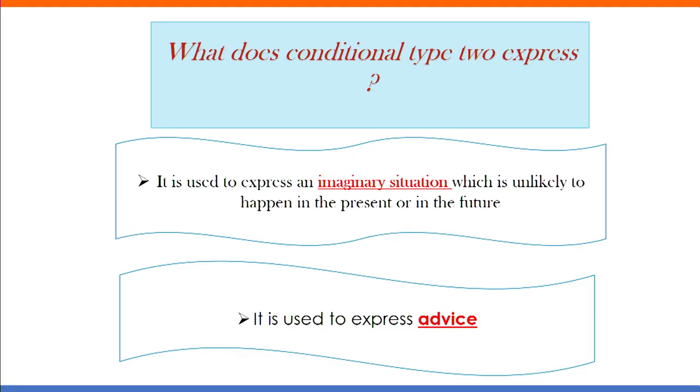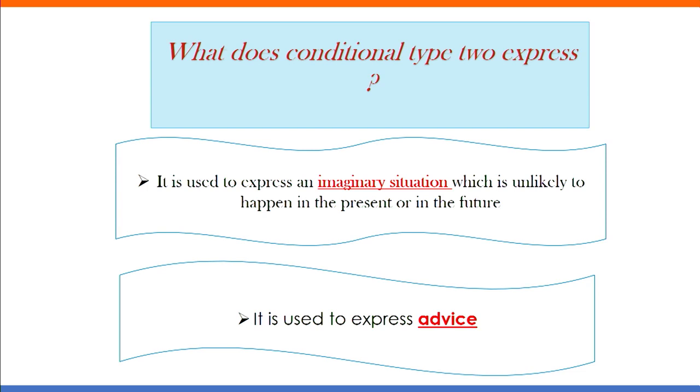For example, I say, I am short, and I say, if I were taller, I would play basketball. If I were taller, I would play basketball. But in fact, I am short, so I cannot play basketball, okay? The second use is to express advice.